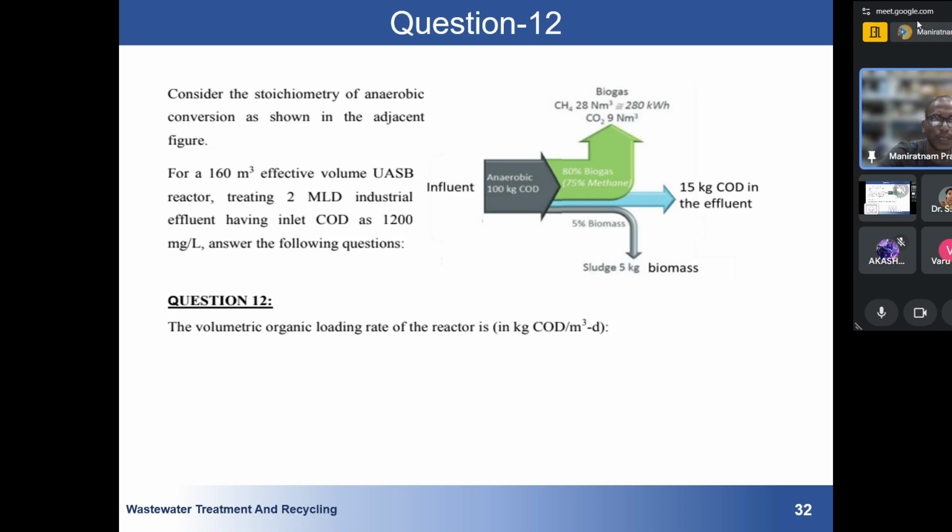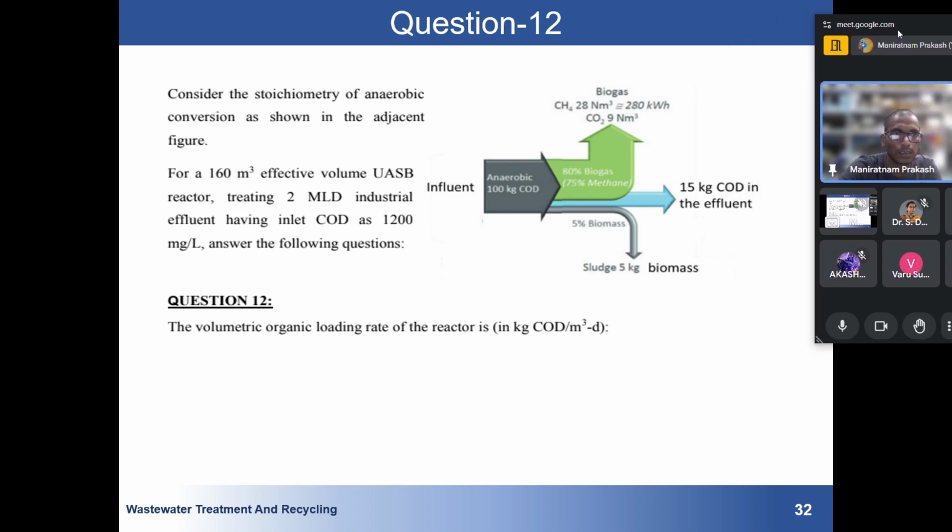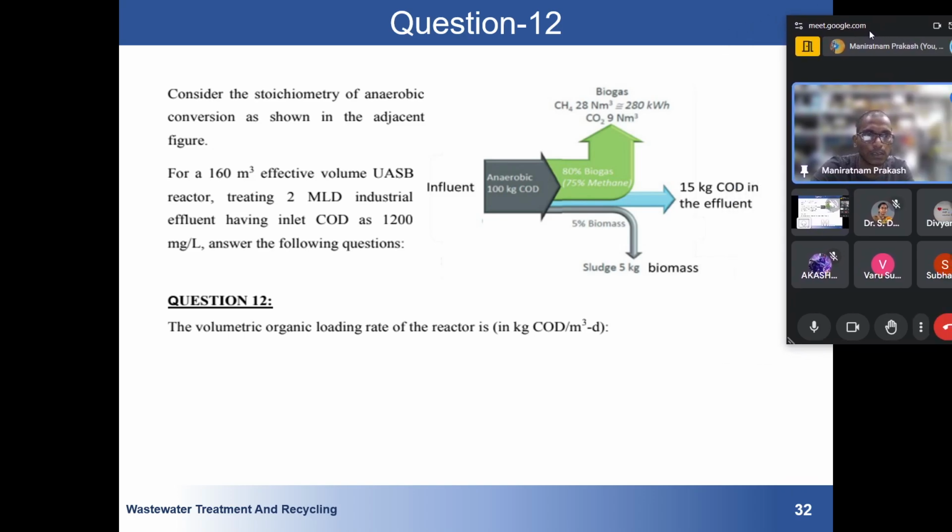So coming to the numerical question, for those who were asking for this numerical, just try to solve it. Take your time and try to solve it.